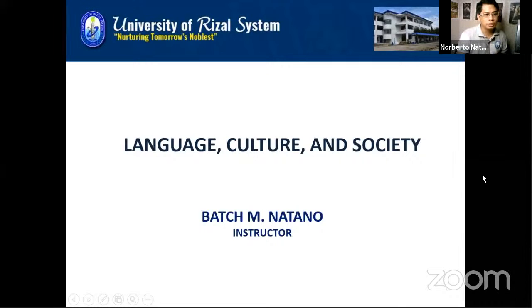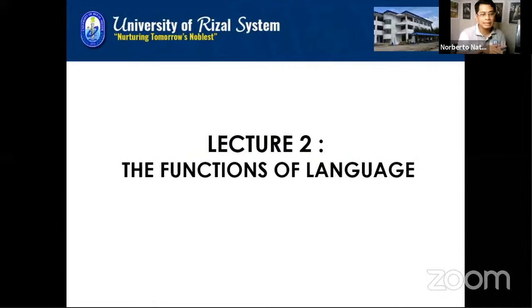Okay, so for the second module, what we'll be discussing once again, as I introduced to you, is the functions of language. So how does language function? We mentioned already the meaning of what language is and the characteristics of a language. So now we'll be focusing on its function.